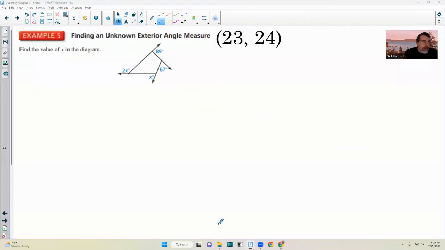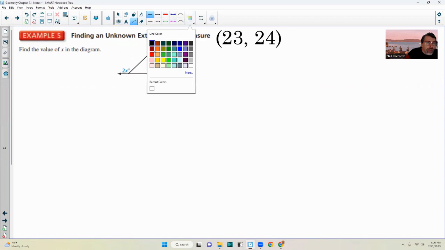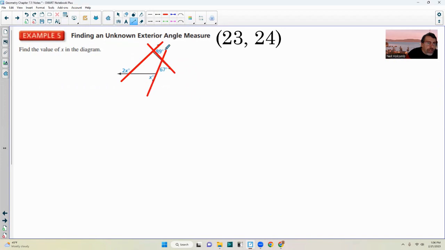Okay, find the unknown exterior angle measures. Example 5, find the value of x in the diagram. So there's a 2x here, there's an x here, there's a 67 degrees here, 89 degrees here. The first thing I want to look at is, can I draw a line through the interior if I extend a side? And that's no, and that is no, and that is no, and that is no. So if I extend any sides, I do not get through the interior. So this is convex, okay?